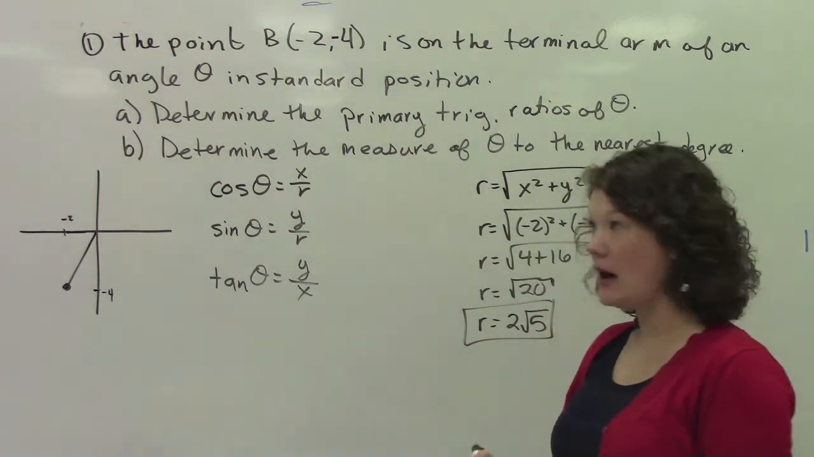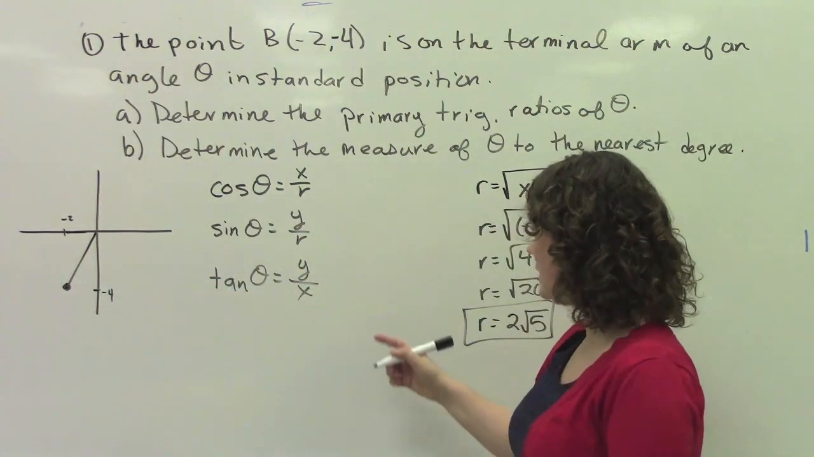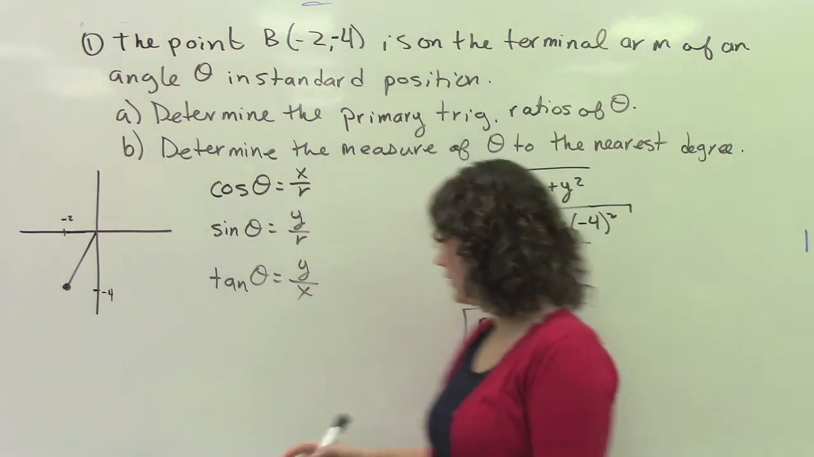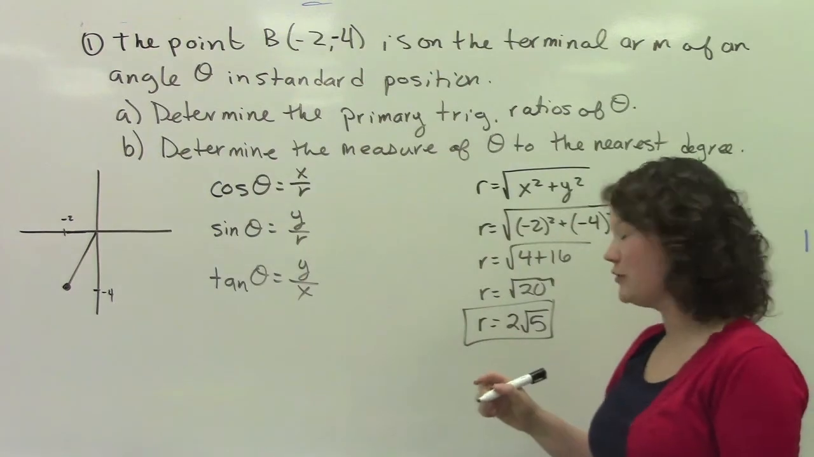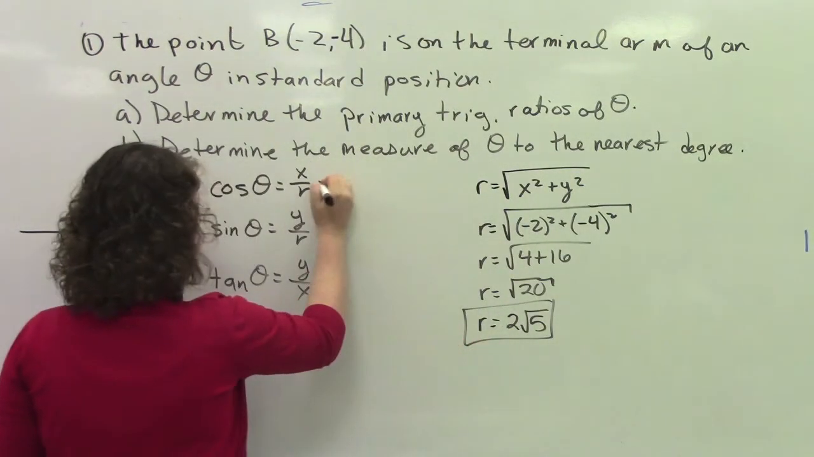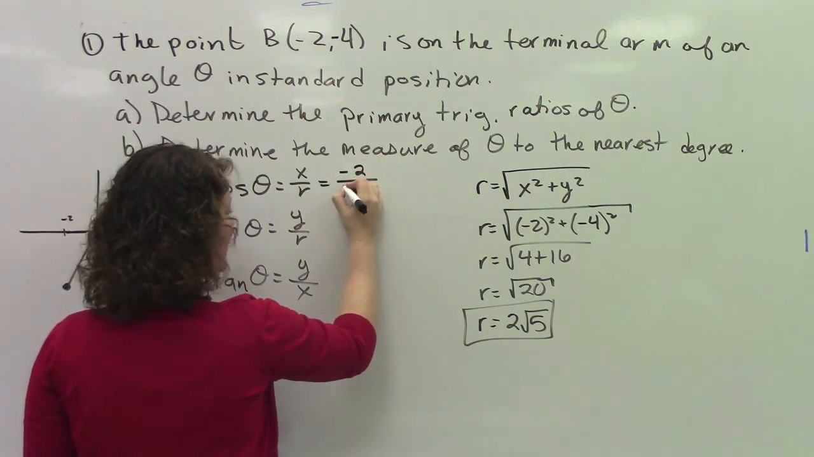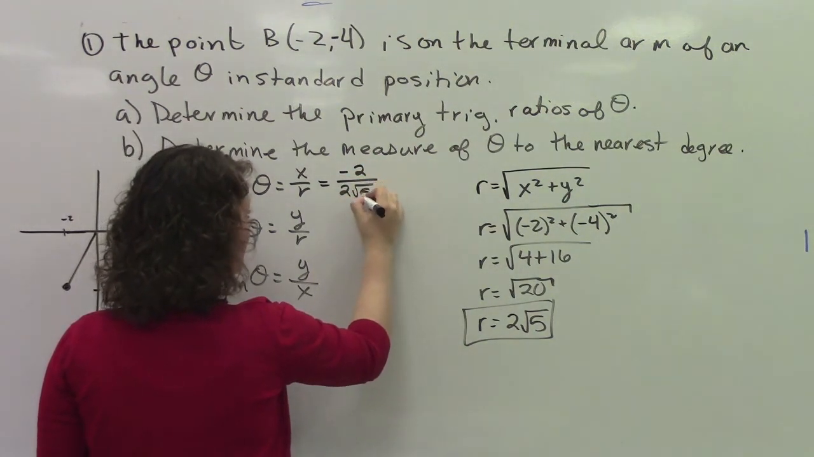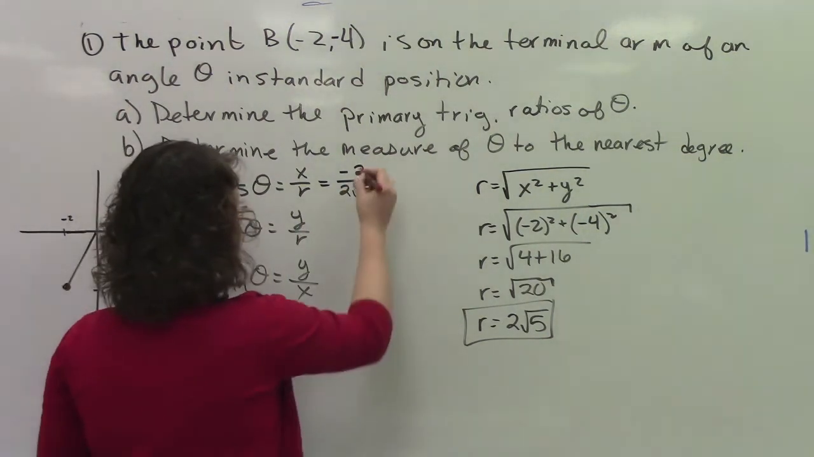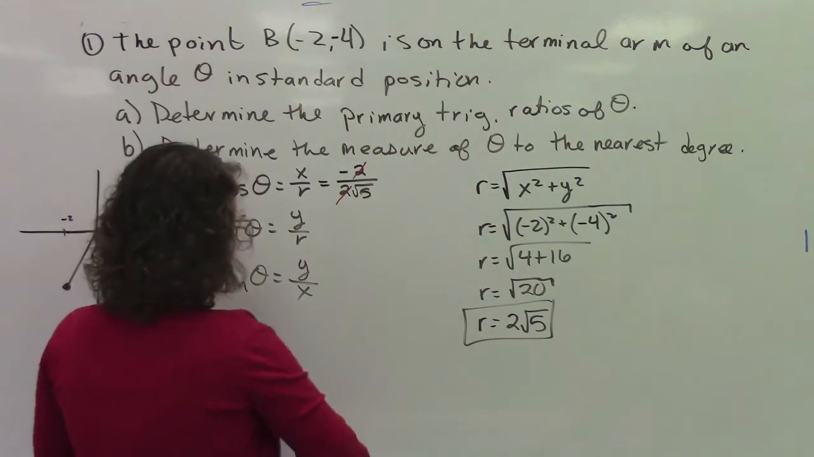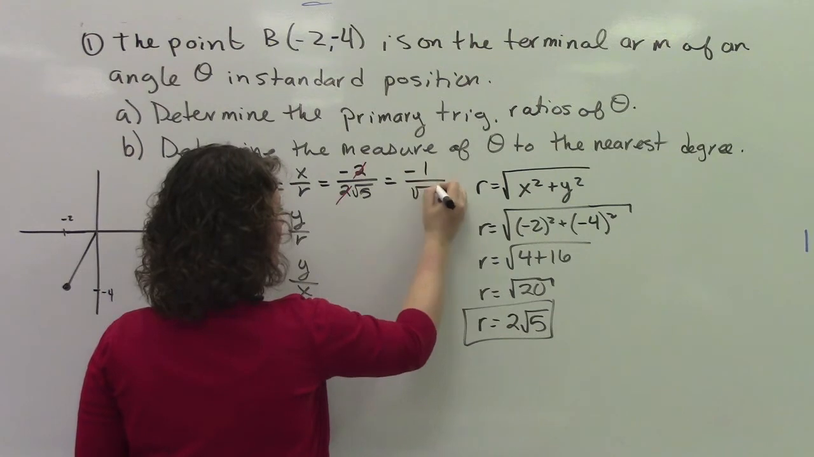Awesome. So now, wherever I see x, -2. Wherever I see y, -4. Wherever I see r, all I have to put in is 2 root 5. So cosine is -2 over 2 root 5. Now see how we can simplify that? I know that 2 goes into itself one time, so it's actually -1 over root 5.